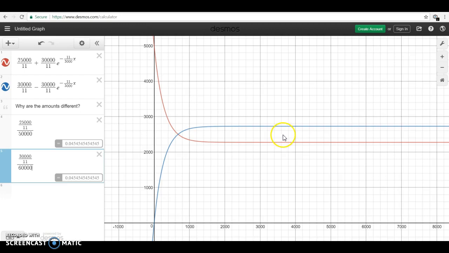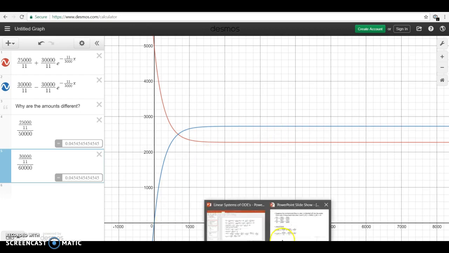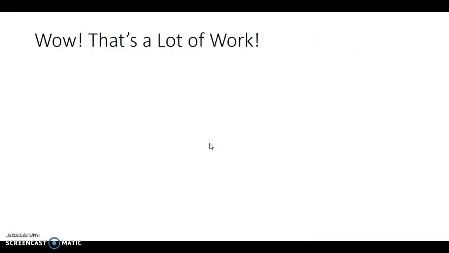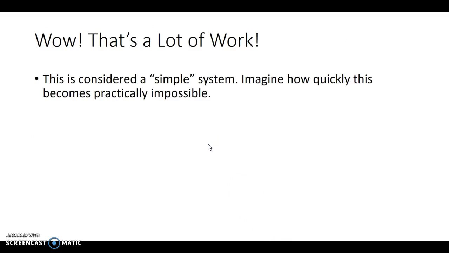problem dynamics. Now, of course, as you've noticed, this process was less than desirable. That was a lot of work. And the thing to really keep in mind here is this is considered to be a pretty simple system. Not simple to solve, but it's simple in terms of the assumptions. We're assuming a closed system between two lakes. We don't have any extraneous flows. We don't have any complicated dynamics, and the solution became very difficult to find. So imagine how quickly this becomes practically impossible. So from a practical perspective, it quickly becomes impossible.